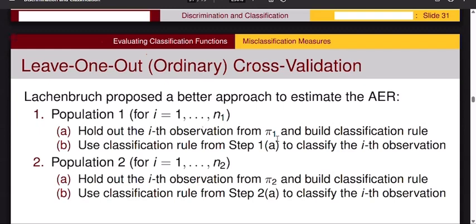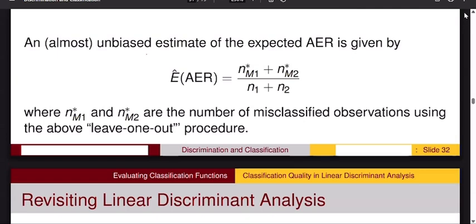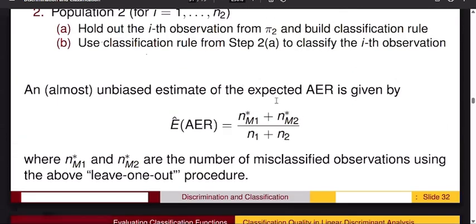You want to assess the performance of your model. If your model is going to do a great job, it should be able to predict that to be in group one. You do the same thing to group two. You leave an observation out when building your classification rule, and you use the classification rule to classify the observation you left out. And this is the unbiased estimate of the expected AER. And don't forget, this here will be the number of misclassified observations using the leave one out procedure I just mentioned.